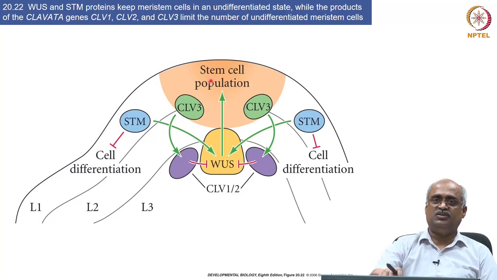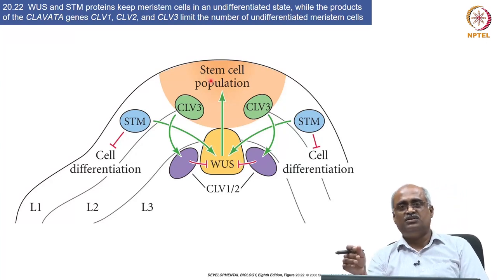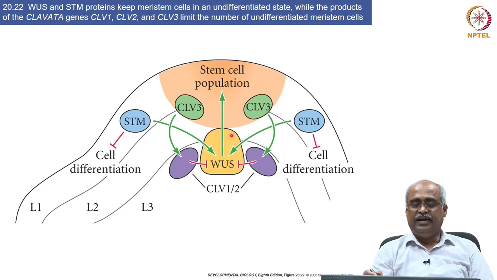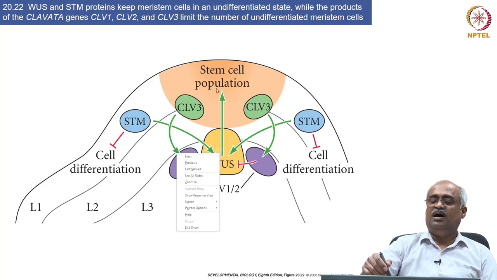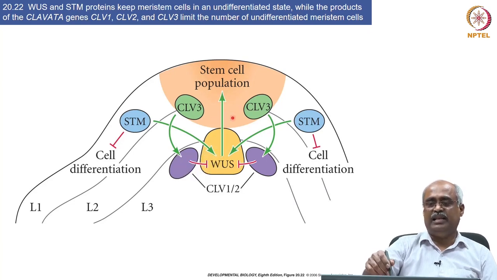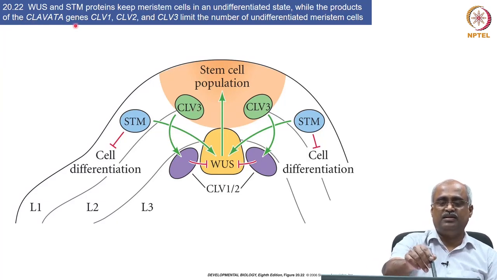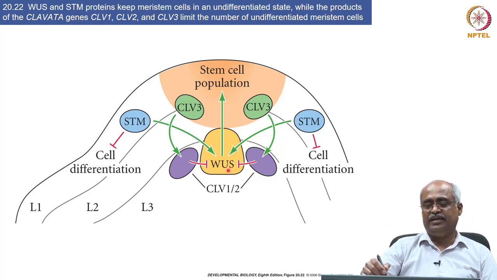And that has been understood to some extent through genetic studies in Arabidopsis. That is what is cartooned here. So essentially, the cells that produce WUSCHEL promote stem cell fate in the layer above them, and that makes them remain as stem cells. But WUSCHEL activity is not uncontrolled, it is controlled by a group of genes called CLAVATA genes. For the spelling, you can see the heading here. So the CLAVATA genes antagonize WUSCHEL.